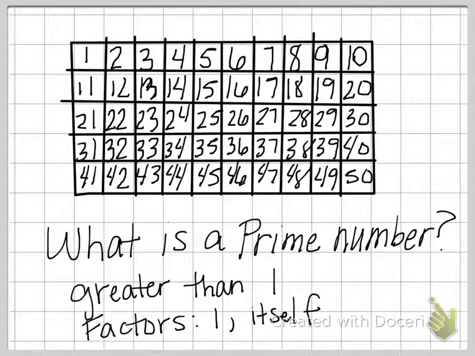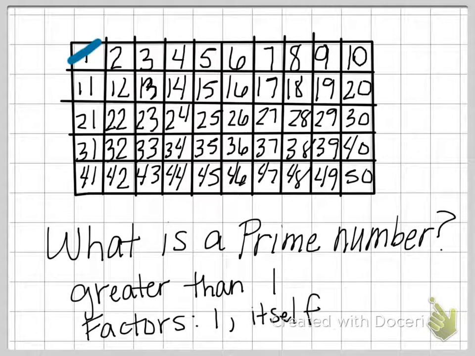So in thinking about that, we're going to go through and figure out all of the prime numbers from 1 to 50. So we're going to cross out numbers that we know are not prime. The first number we're going to cross out, and this throws everyone off, is 1. 1 does not have factors 1 and itself. 1 is only 1, and it isn't greater than 1. So 1 is not a prime number.